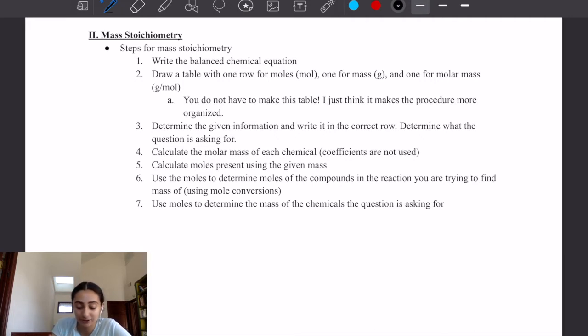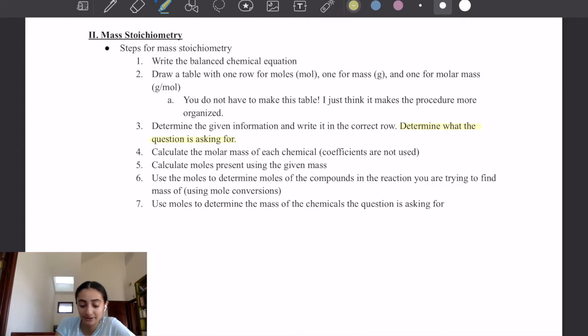Then I like to draw a table. You don't have to do this, but I draw a table with one row for moles, one row for mass, and one row for molar mass. And then you are going to determine the given information, and I like to write it in the correct row of the table and determine what the question is asking for.